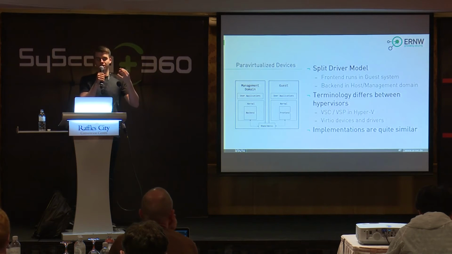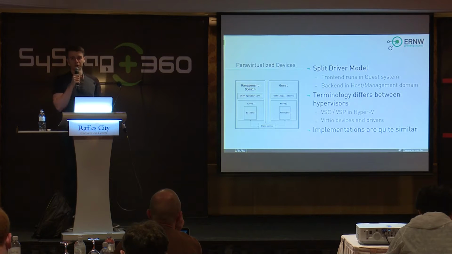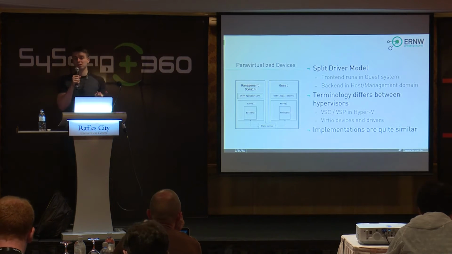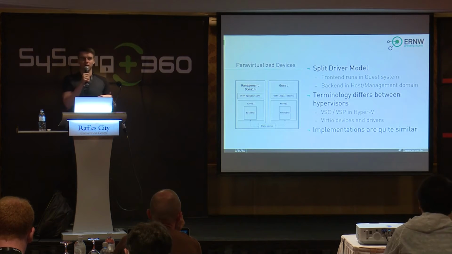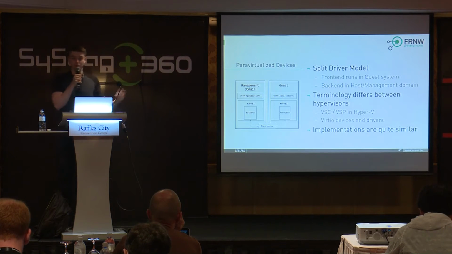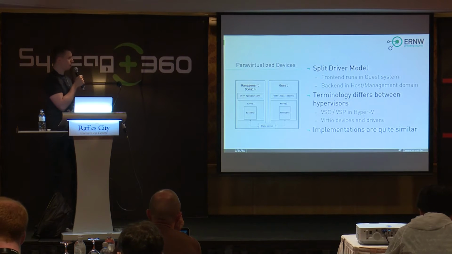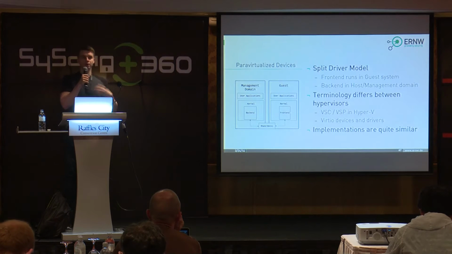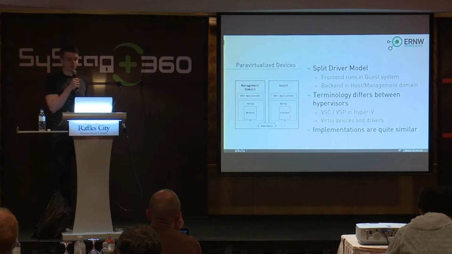So on Linux, it's just like a normal kernel module that looks to the rest of the operating system just like a normal device driver talking to some kind of disk device or PCI device. And then you have a backend, and the backend runs in the management domain or on the host system. So on Xen, it's the management domain. On KVM, it would be the host system.